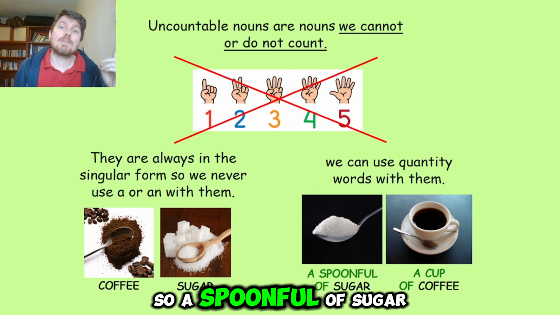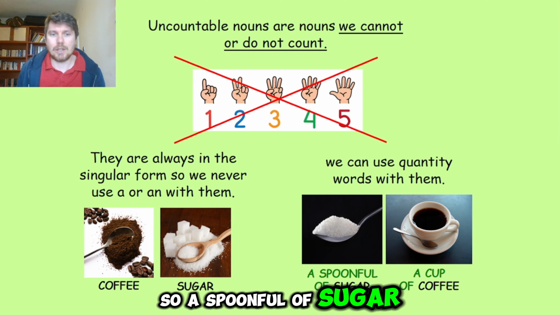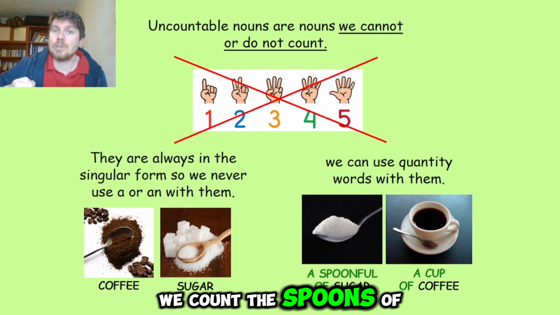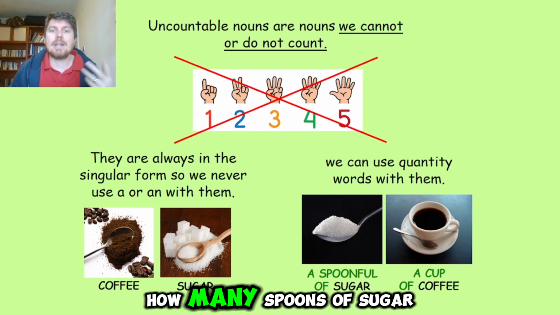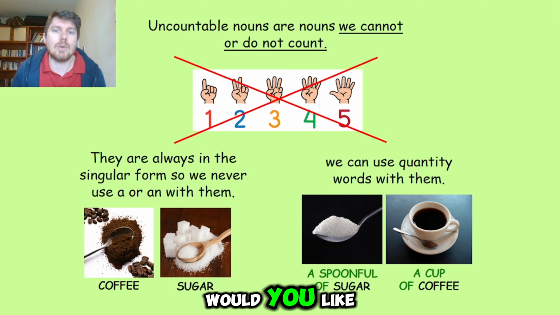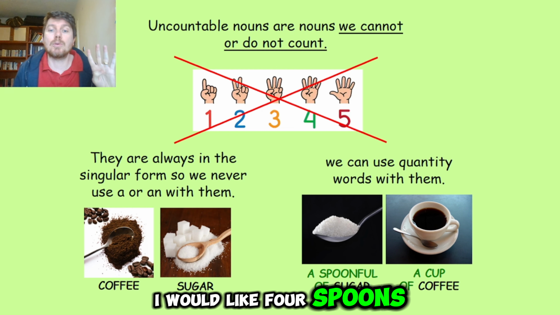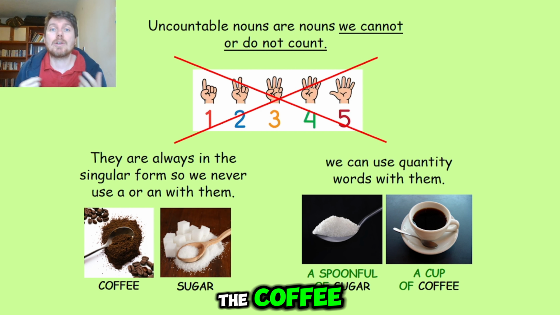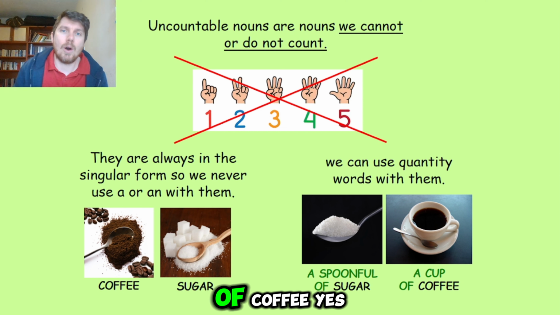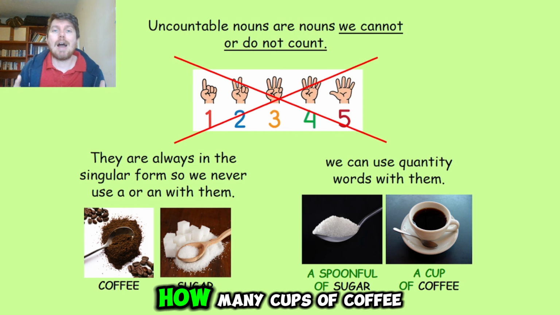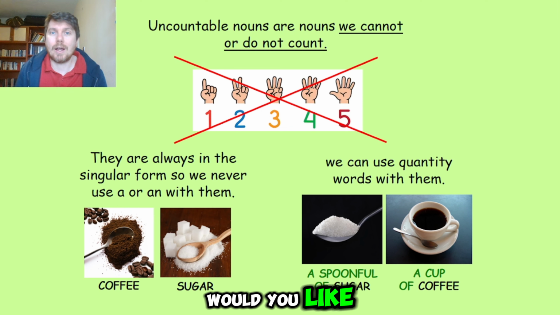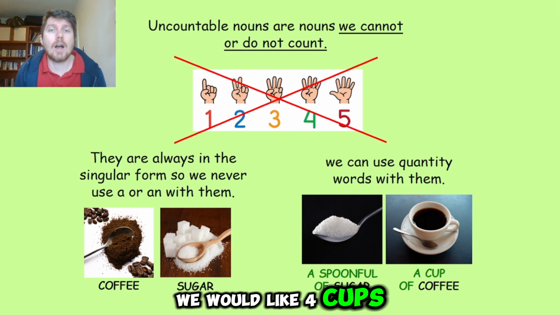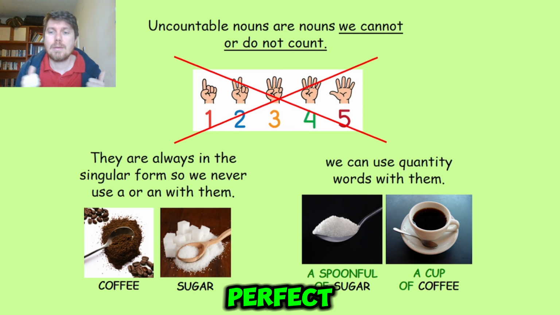So a spoonful of sugar. So even though we don't count the sugar, we count the spoons of sugar. How many spoons of sugar would you like? I would like 4 spoons full of sugar. Thank you very much. So the same goes with the coffee. We can count the cup of coffee. Yes? How many cups of coffee would you like? Well, there are 4 of us at the table. We would like 4 cups of coffee, please. Perfect.